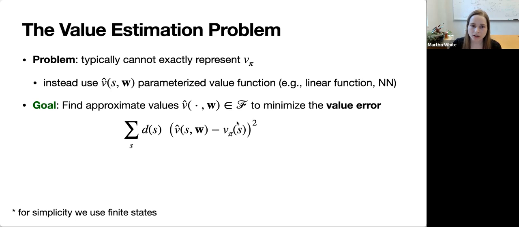Okay, so this value error here is saying make the squared difference small, and then often we'll have some state weighting where some states might be more important than others to get our value error lower. So this d is just putting some weight on our states. Now, the issue here is that we're not really going to be able to directly optimize this value error. And so a lot of the work in reinforcement learning for value estimation is trying to understand what objective function we should actually use to estimate these values. I'm going to start off with the most obvious one.